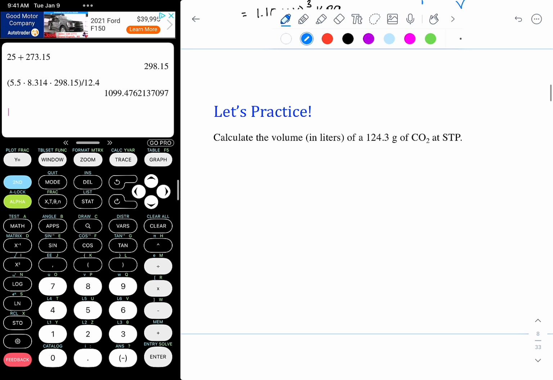Okay, here's another one. I want you to try this one independently. Calculate the volume in liters of a 124.3 grams sample of carbon dioxide at STP. For this one, we need the R value for atm, which was 0.08206 liters times atm per mole Kelvin. So that's R. We have PV equals nRT. Okay, so try this one independently.